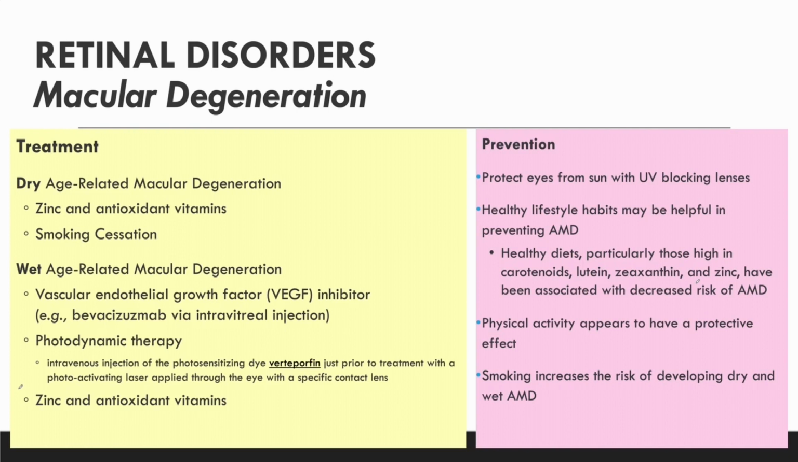I'm not as concerned with treatment as far as primary care is concerned, but one thing that I should mention here are the things that we can tell our patients that help. So antioxidants and vitamins, including zinc and smoking cessation, are the top things you can do, modifications that you can suggest to your patient. Other preventative measures that I want to discuss are protecting the eyes from the sun.